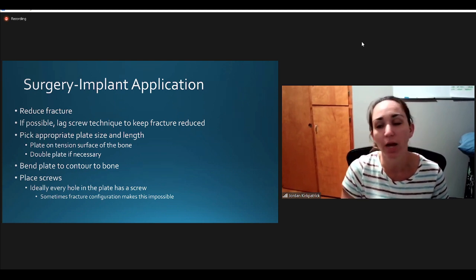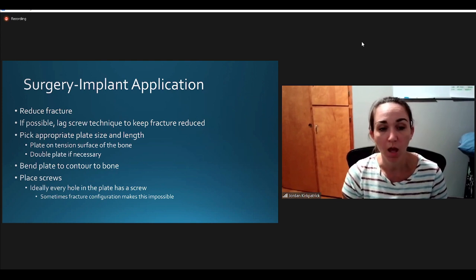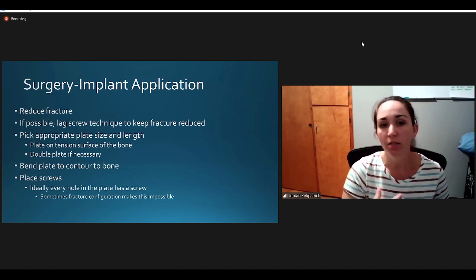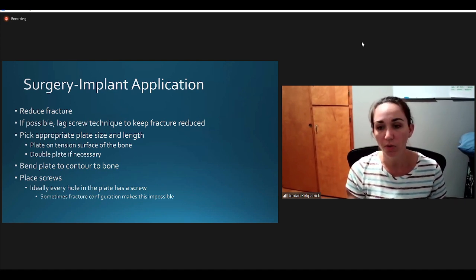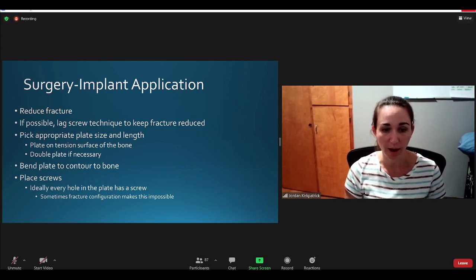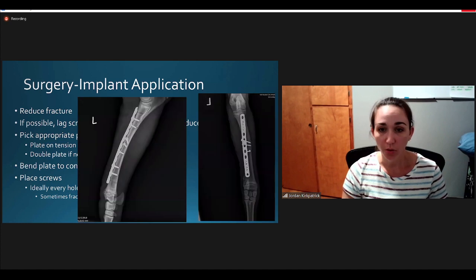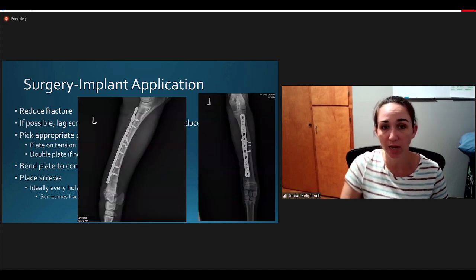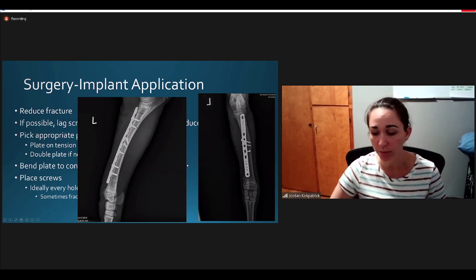For large animal, that's not the case in people and small animal because they're much smaller animals in general. But for ponies, adult horses, even foals, you want to put a screw in every hole of the plate if you can, because that is the strongest construction that you can have. But sometimes the fracture configuration makes that impossible because you can't place a screw through the fracture line. So for this case, I was not able to place screws in the center of the plate because that's where all of the spiraling and comminution was. So I was a little bit limited in that.